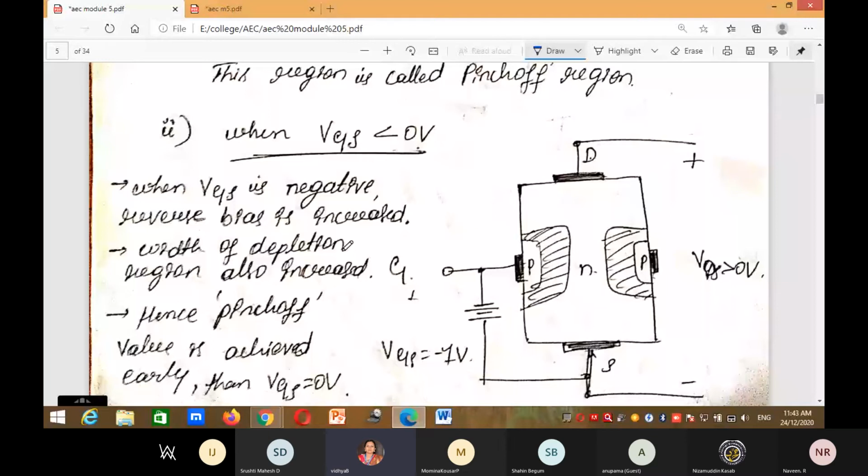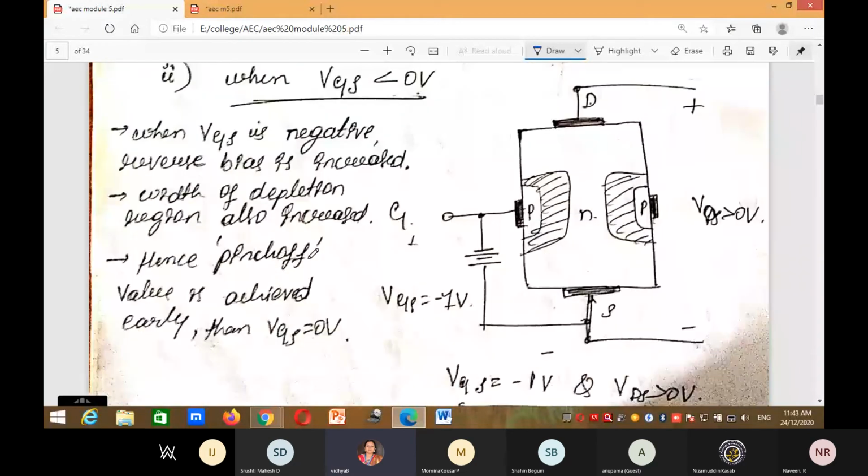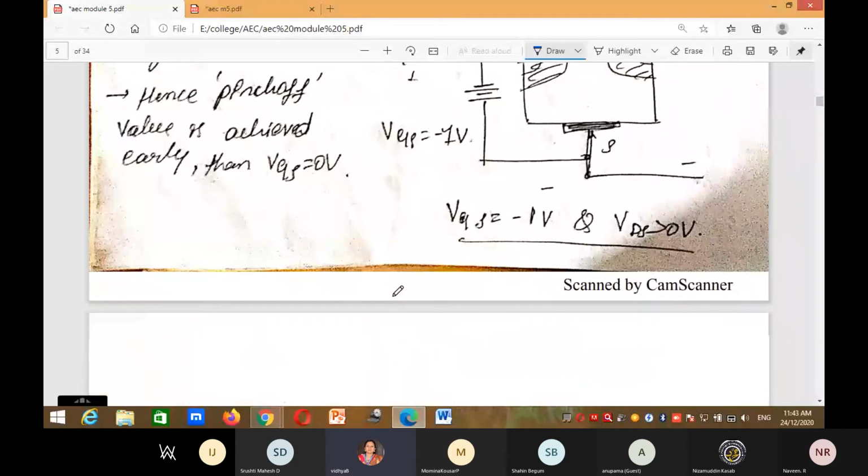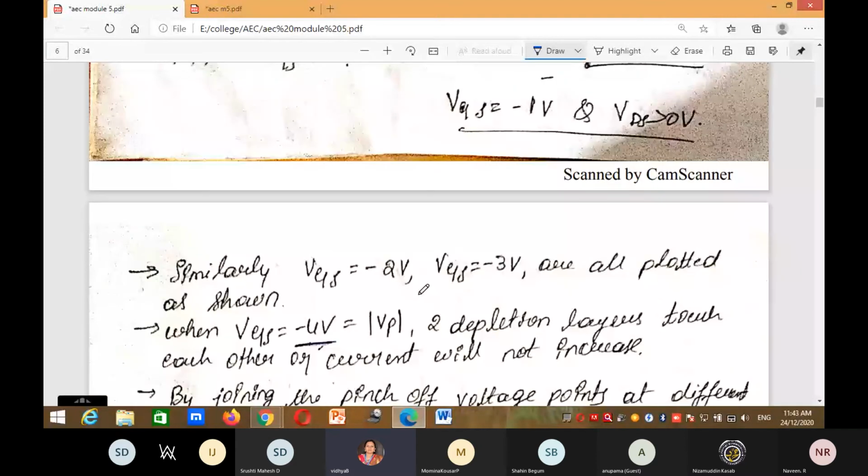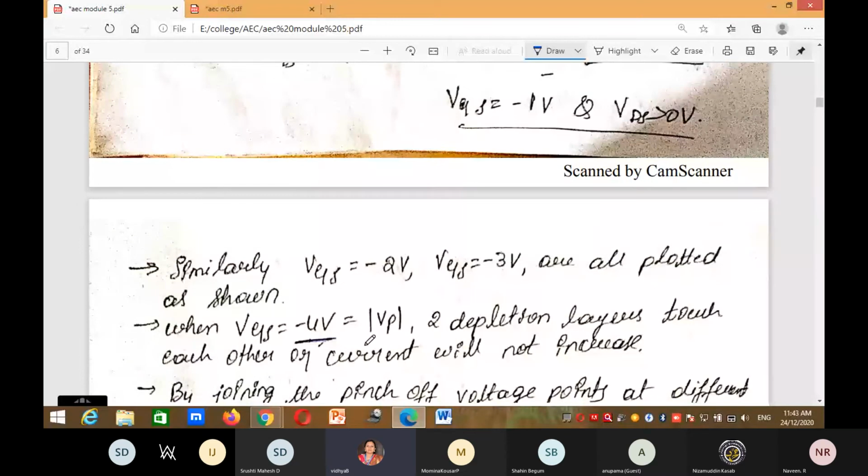But in this case, when VGS is negative, reverse bias is increased. If we go on increasing the VGS value, then the pinch-off value is achieved earlier. When you compare with the last case, in this case we can achieve it easily and soon. Similarly, VGS equal to -2 volts and VGS equal to -3 volts are all plotted as shown in the figure.